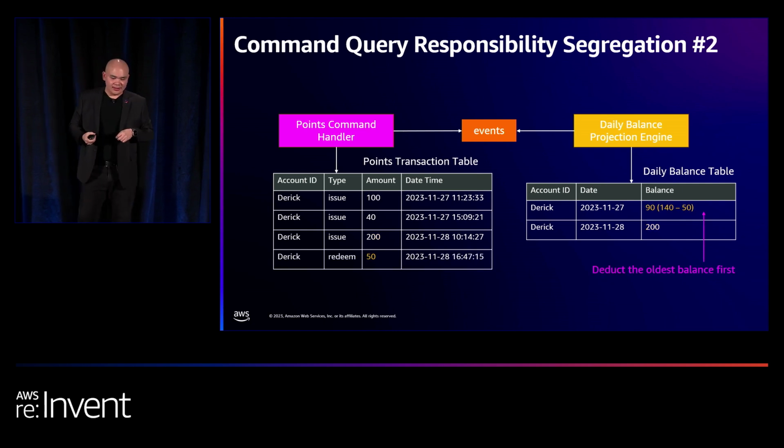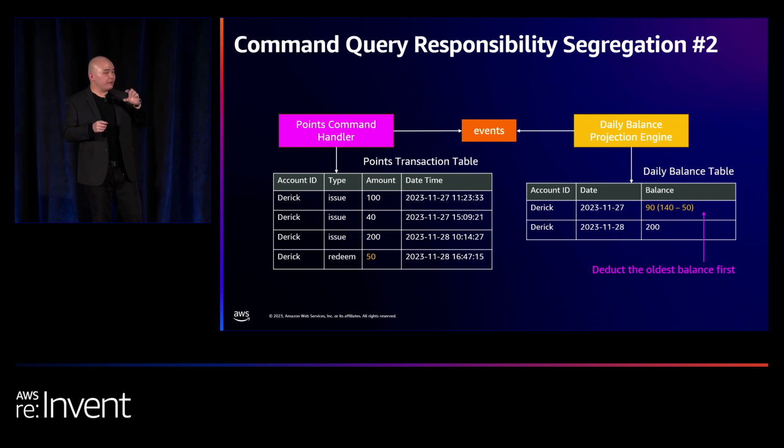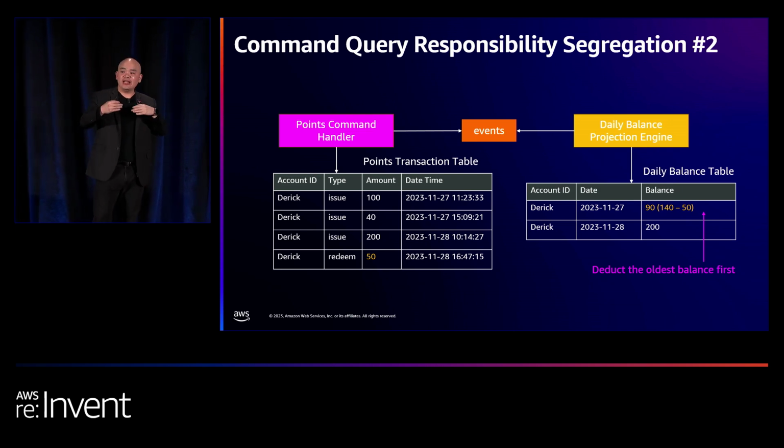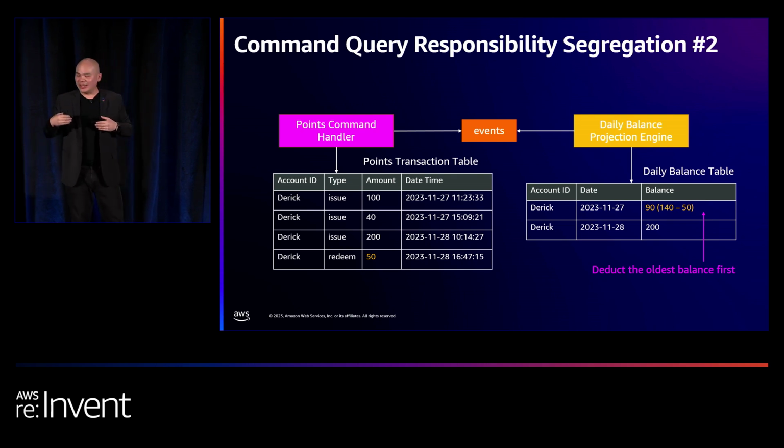Now, on the same day, Derek performed a redemption transaction for 50 points. So what happened is the daily balance projection engine is going to deduct the 50 points from the 27th, and this is based on the business requirement. But normally we're going to deduct the oldest points first, right? It would be a little weird if the business decided to deduct the newer points. So this is a normal requirement.